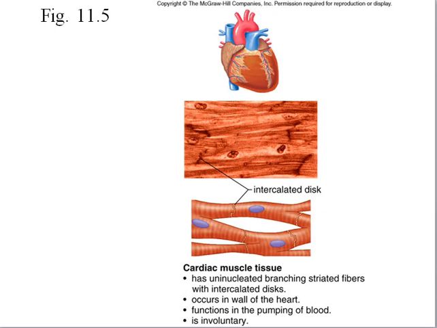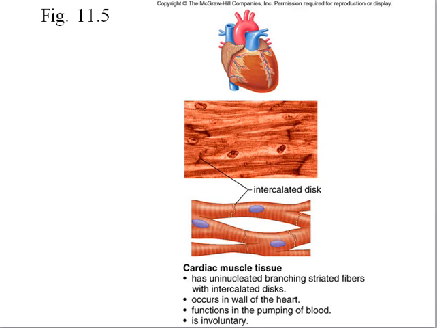Cardiac muscle is found only in the heart. It has striations like skeletal muscles, but is branched rather than rod-shaped. Like smooth muscle, you don't have voluntary control over its contractions. Cardiac muscle is unique in that it has intercalated discs.